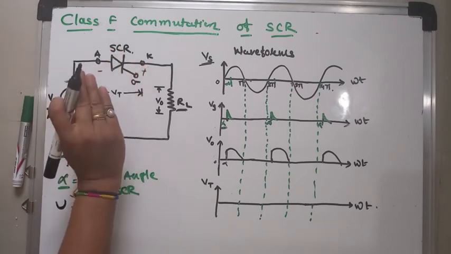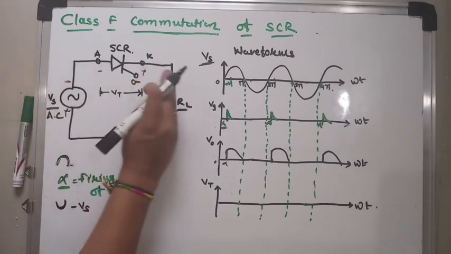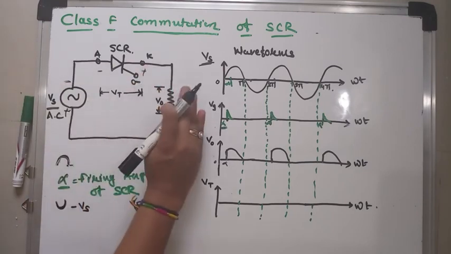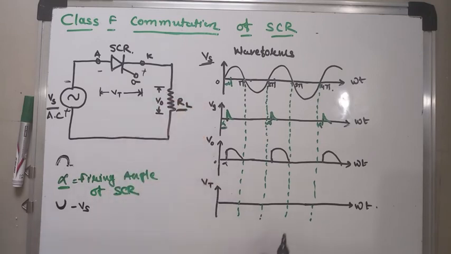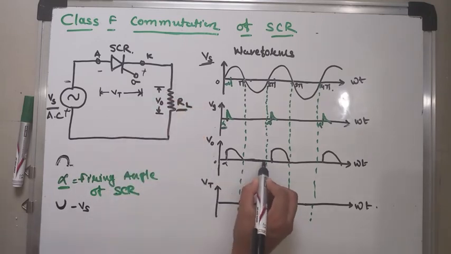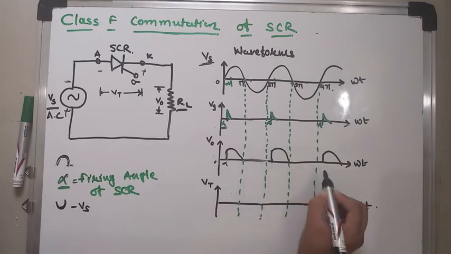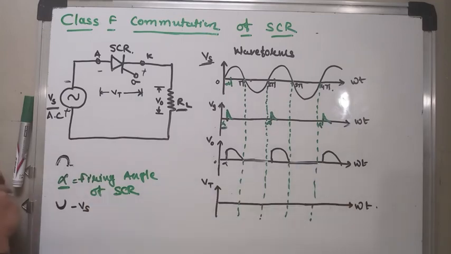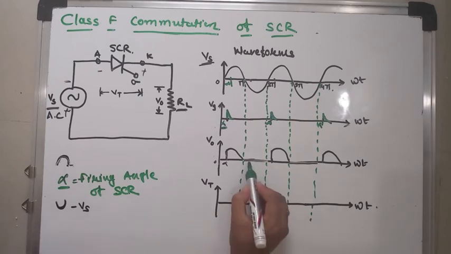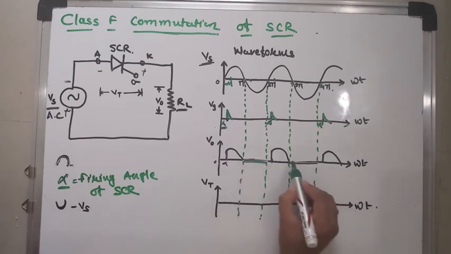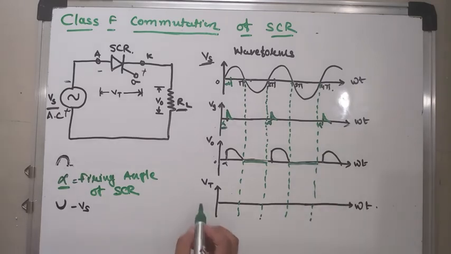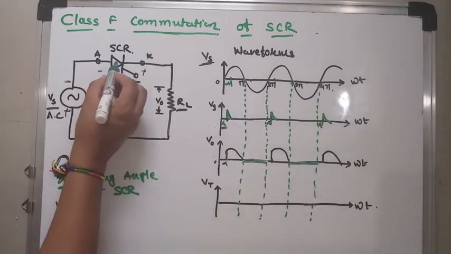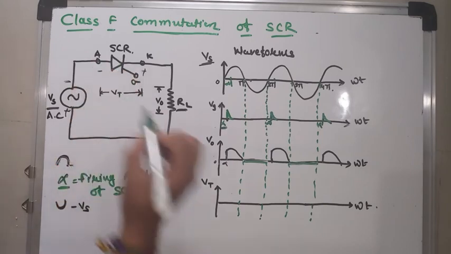So there is no current flowing from the source to the load, so you don't get any output voltage across the load. So during the negative half cycle there is no output. See, here I am drawing with the green line, there is no output during the negative half cycle. So here VT is the voltage across the thyristor, or the voltage across the SCR.